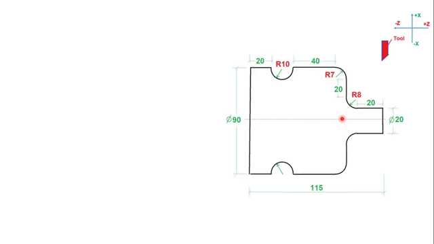Anything from this point towards the right side is Z plus, anything from this point towards the left side is Z minus. So as usual, first we have to start with the O and then give a number for the program. So this program number is 431. First line we are defining N10, that's the block number, first block, G90, G21, G40, G94.